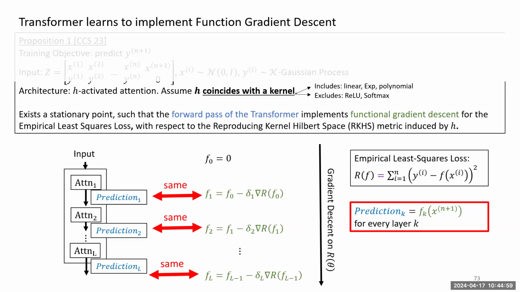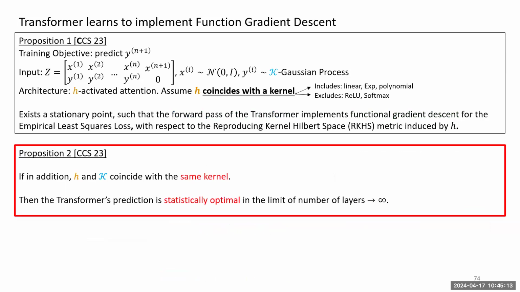It does. So exactly the same kind of convergence to gradient descent we saw in the linear setting. So experimentally, it suggests that maybe one can show something pretty strong. Furthermore, if the nonlinear activation H and the data generating function K, giving your covariance, correspond to the same kernel, then the transformer's prediction is statistically optimal in the limit of the number of layers going to infinity.